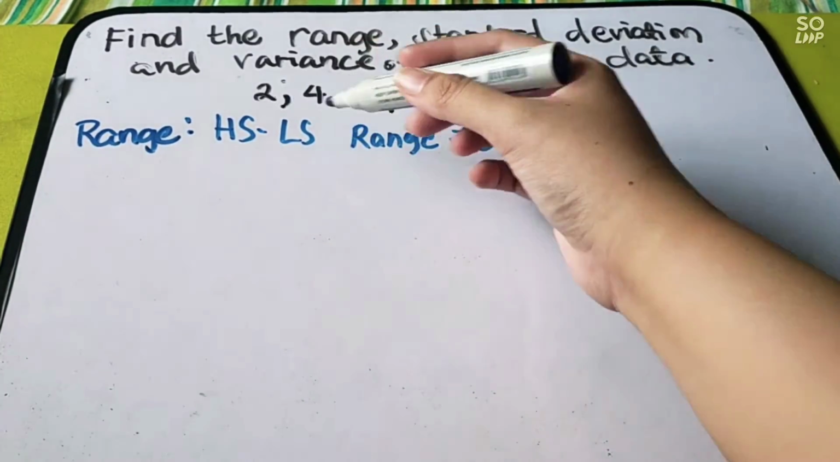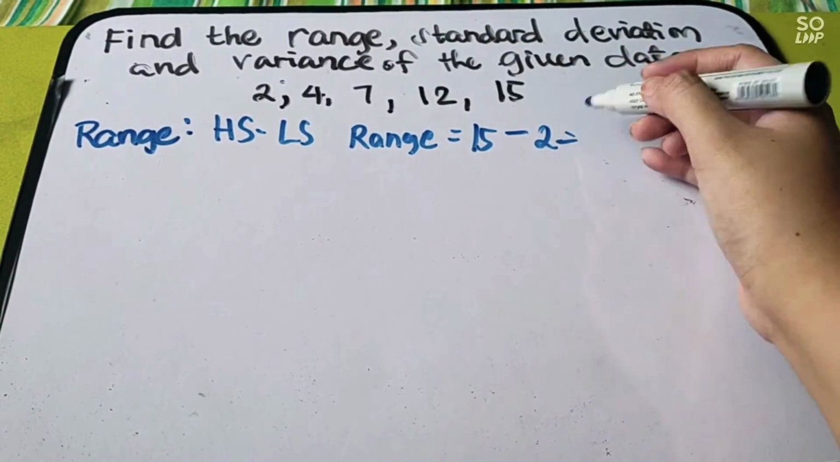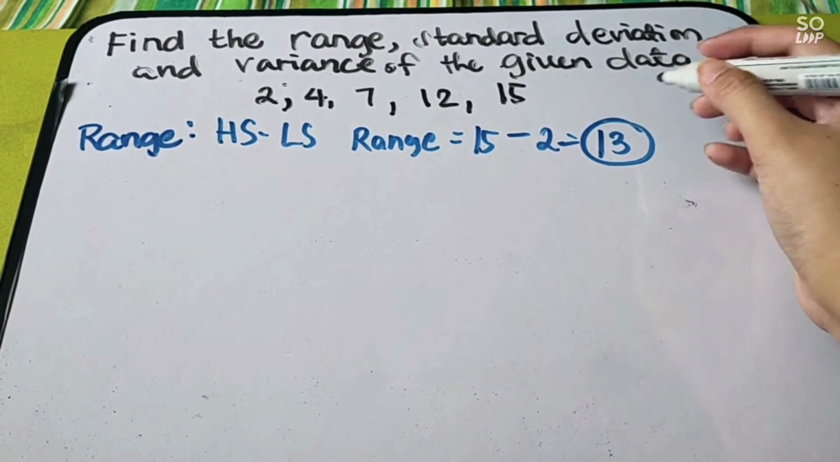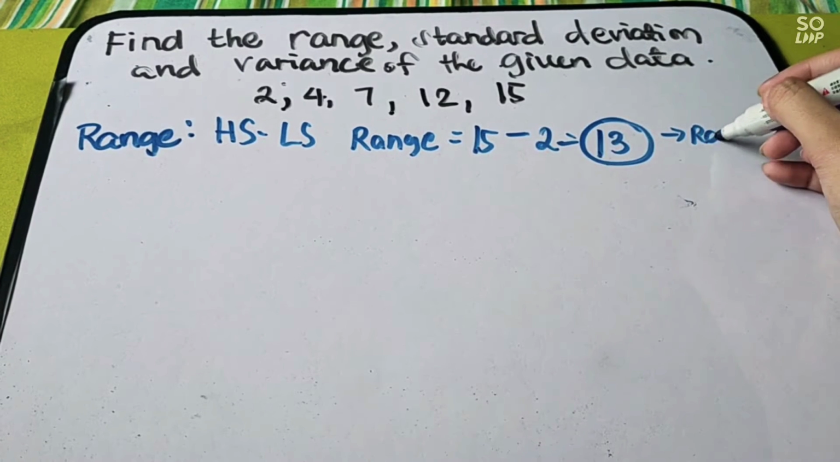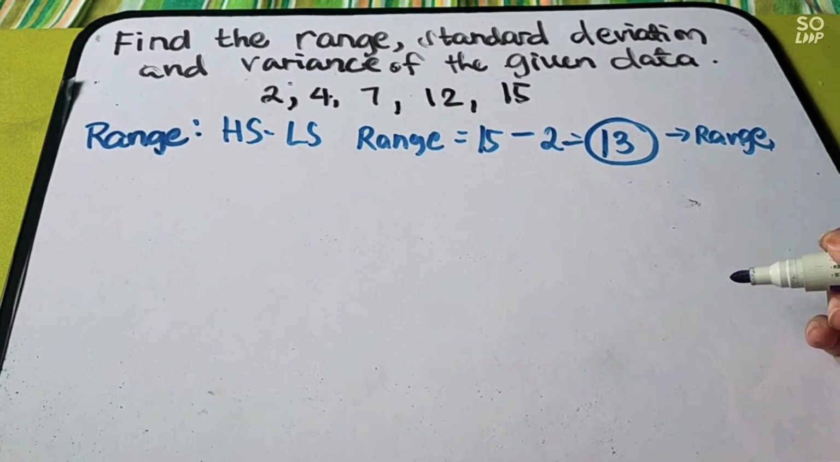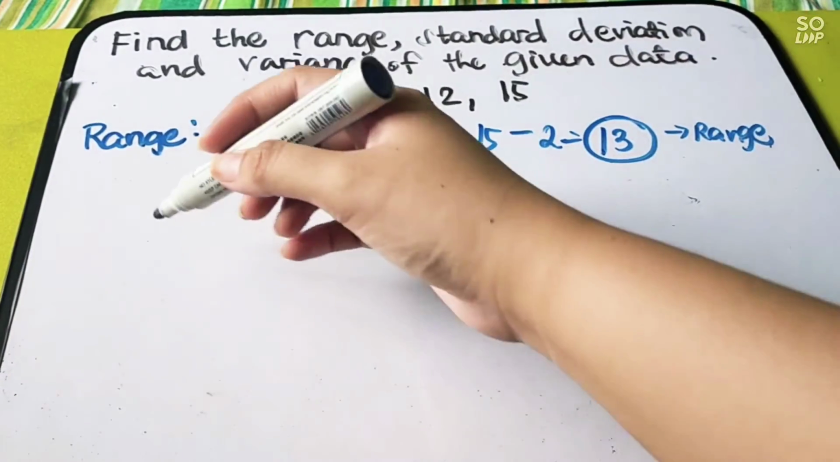Then, subtract it to the lowest score, we have here 2. So, 15 minus 2, what is the answer? The answer is 13. So, this is now your range. So, ganun lang kasimpleng kuhanin si range. So, clear? Now, let's move with the standard deviation.